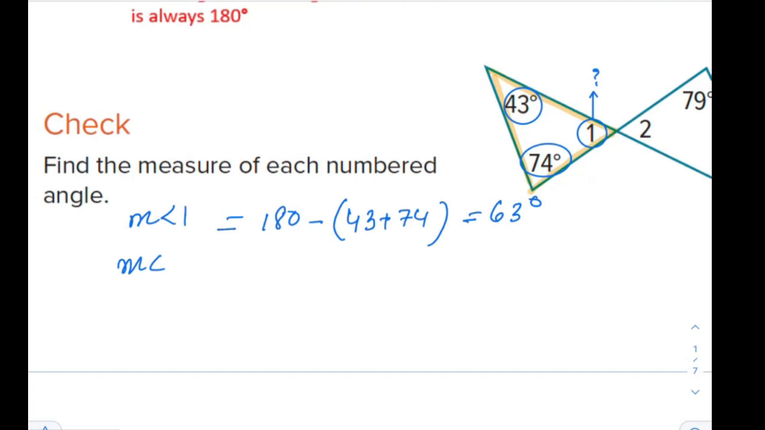Now, the measure of angle 2 is how much? As per your knowledge, angle 2 and angle 1 are vertical angles, so they are congruent, meaning equal in measure. So the measure of angle 2 is exactly equal to the measure of angle 1 because of the vertical angle theorem. This one is because of the triangle sum theorem.